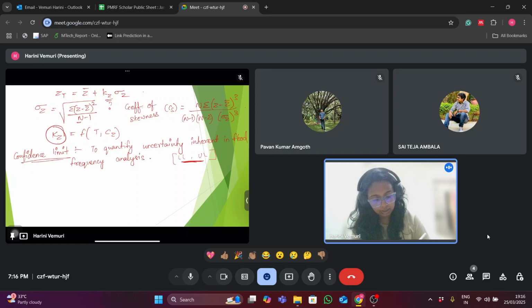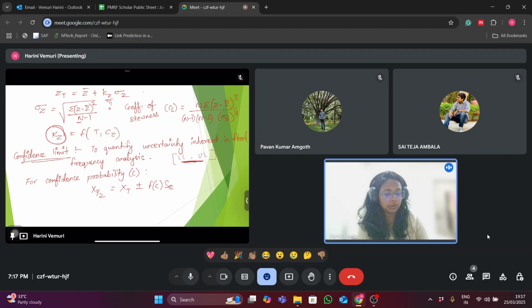Okay, how do we calculate this confidence interval? For confidence probability c, x1 by 2 is equal to xt plus or minus f of c into se. So when you take the plus symbol, it will give us the upper limit, and when you take minus, it will give the lower limit of the range. Okay. And what are f of c and se?